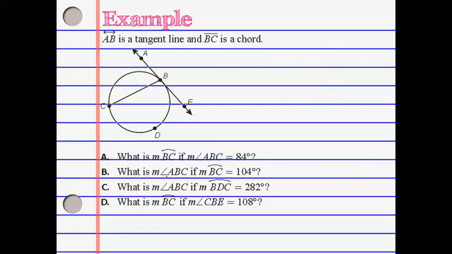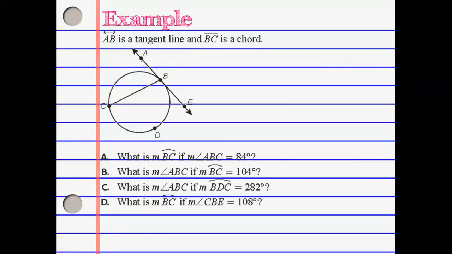Okay, now it says, what is the measure of angle ABC? So I'm wanting to find the measure of angle ABC if the arc measure is 104 degrees. Okay, so on this one, right, this is x, we're going to take x over 2. So we're going to have 104, and we're going to divide that by 2, which is going to give us 52. So the measure of angle ABC is going to be 52 degrees.